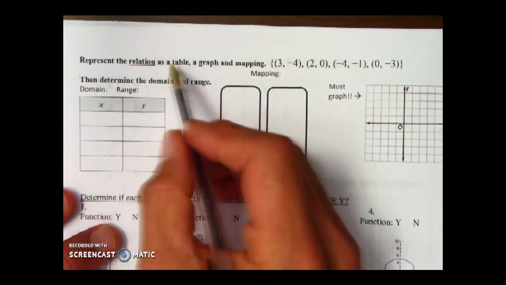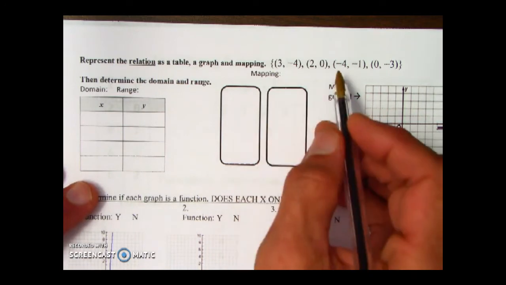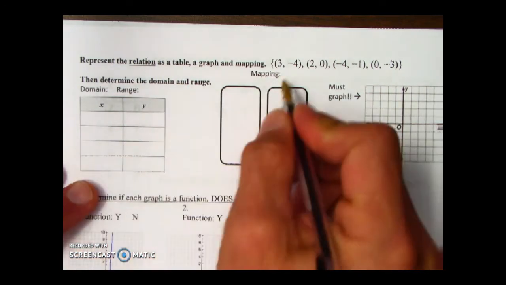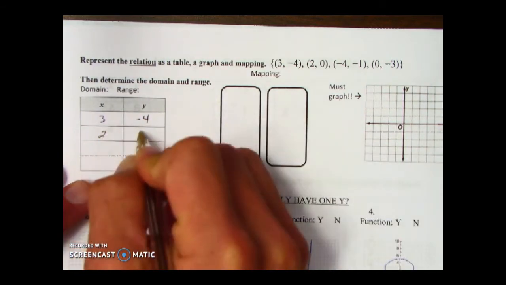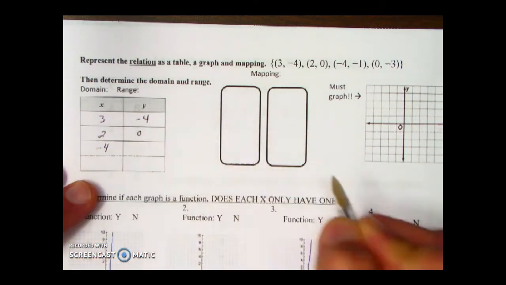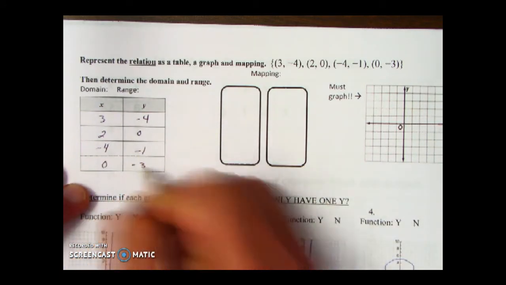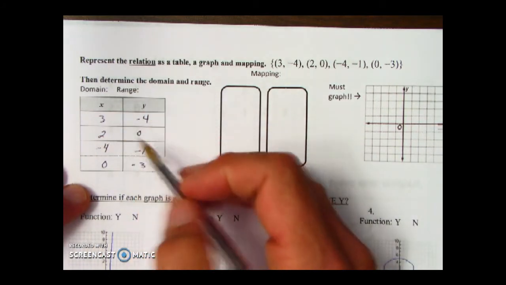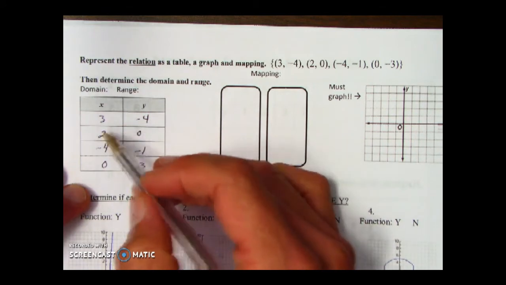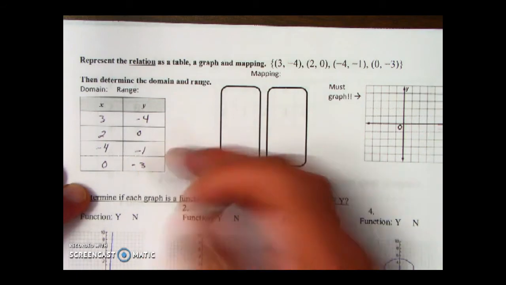Okay, we're going to look at the next page and represent the relation as a table, a graph, and a mapping. Here we have these coordinate pairs. The first one is 3, -4. Then 2, 0. Then -4, -1. And 0, -3. I've basically created my domain and my range. If I put in 3, I get -4. If I put in 2, I get 0. If I put in -4, I get -1. Put in 0, I get -3.